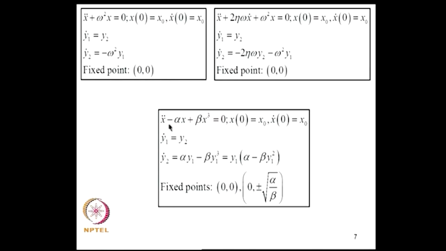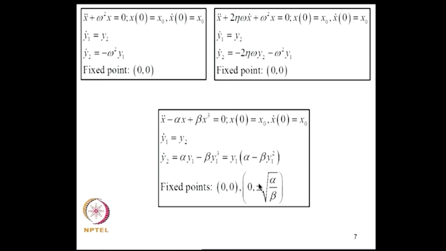Now, we will consider another system, x double dot minus alpha x plus beta x cube equal to 0. So, y1 dot is y2 and y2 dot is alpha y1 minus beta y1 cube. So, here y1 can be pulled out, I write it as alpha minus beta y1 square. So, the fixed points are y2 equal to 0 and this term equal to 0 means there are two possibilities, y1 equal to 0 or y1 is equal to plus or minus square root of alpha by beta. So, this system has 3 fixed points, right: 0, 0; 0 comma plus this; and 0 comma minus this.